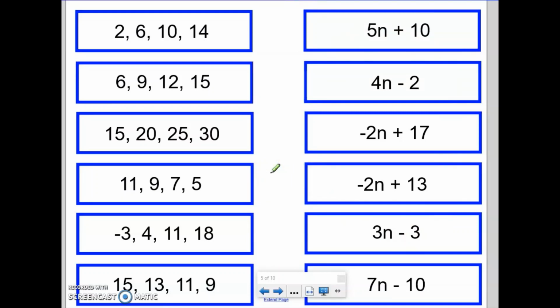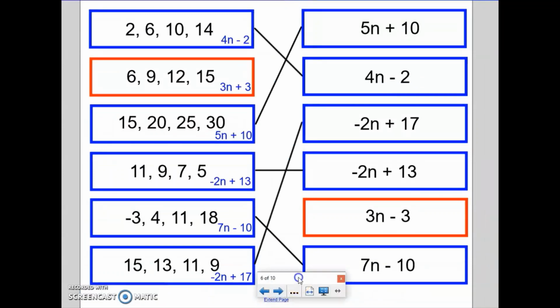Okay, welcome back. I'll just go ahead and show you my solution to the first task. So our solution should look something like this. I'll just talk through one or two of the questions. If I look at the top one here, we're going up in 4s each time, which gives me 4n. If I was to go to my first term and subtract 4, I'd land on -2. So that one matches up with 4n minus 2.